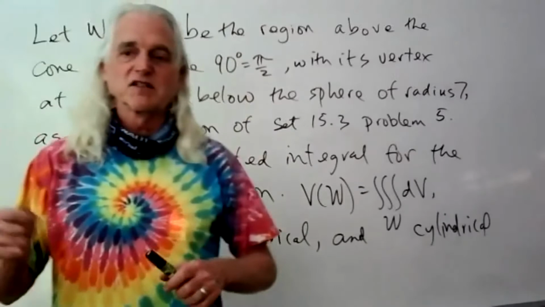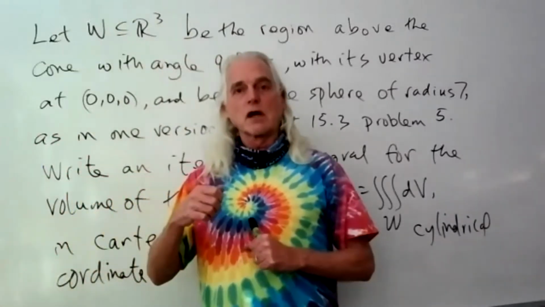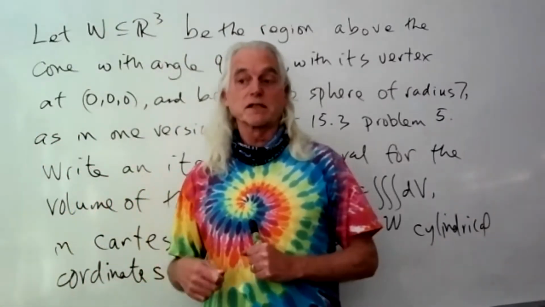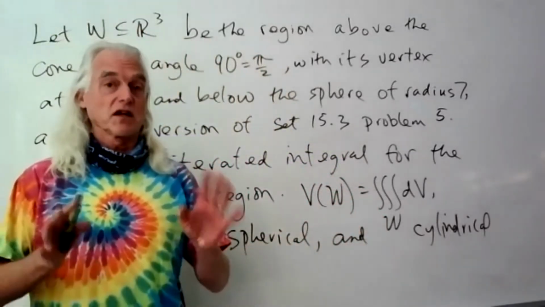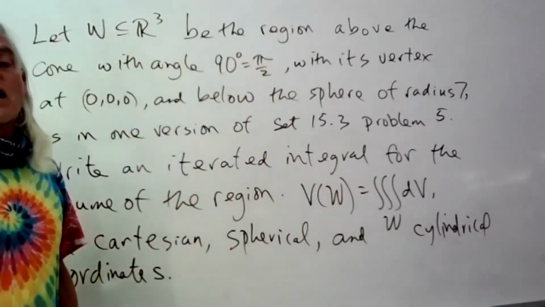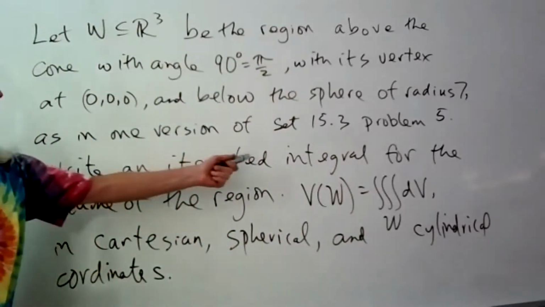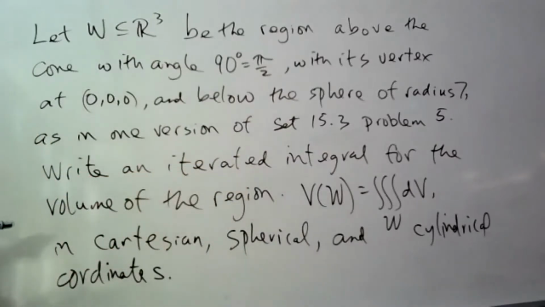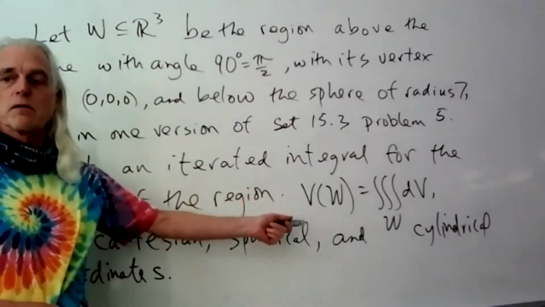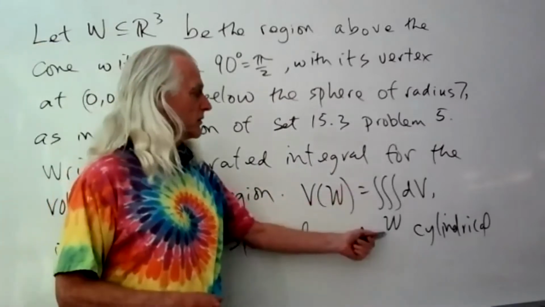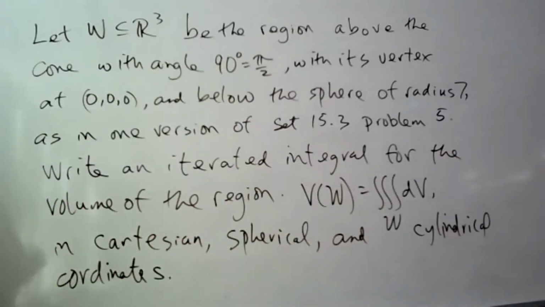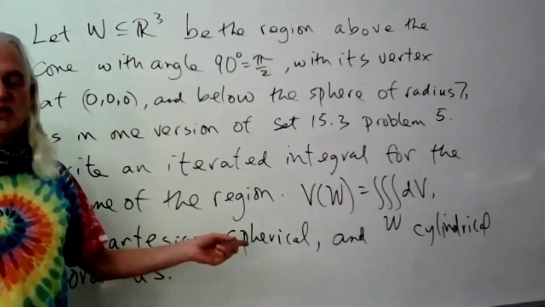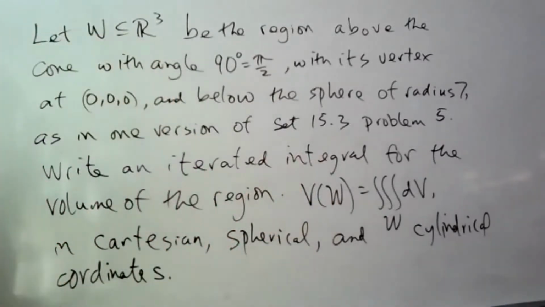You might remember that you had to set up the integral in Cartesian coordinates to integrate over that region. And I said at the time, it's really stupid to integrate this using Cartesian coordinates. Okay, so write an iterated integral for the volume of that region. The volume of W is just a triple integral over W of dV. Or you could say 1 dV, but the one is optional. So set that integral up in Cartesian coordinates, in spherical coordinates, and in cylindrical coordinates.